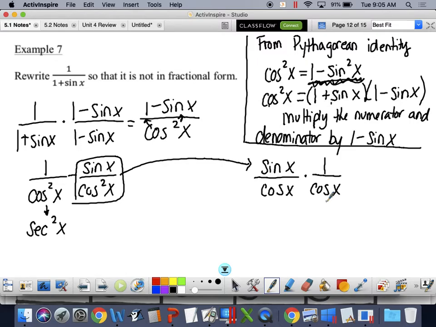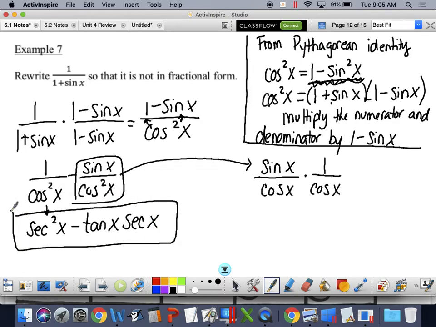And I know from my trig identities that sine divided by cosine is tangent x, and 1 divided by cosine is secant x. So there you have it. I have gotten rid of the fraction. There is nothing in fractional form now. The fraction is all gone. That was a tricky one. I definitely would agree that that was a tricky one.